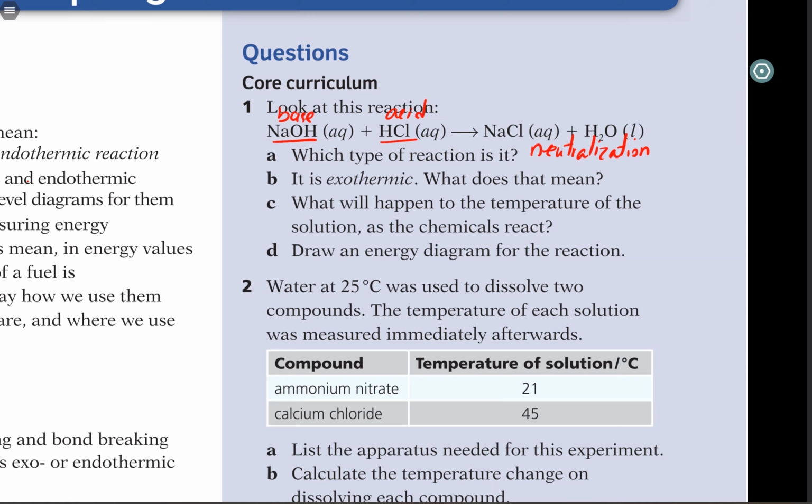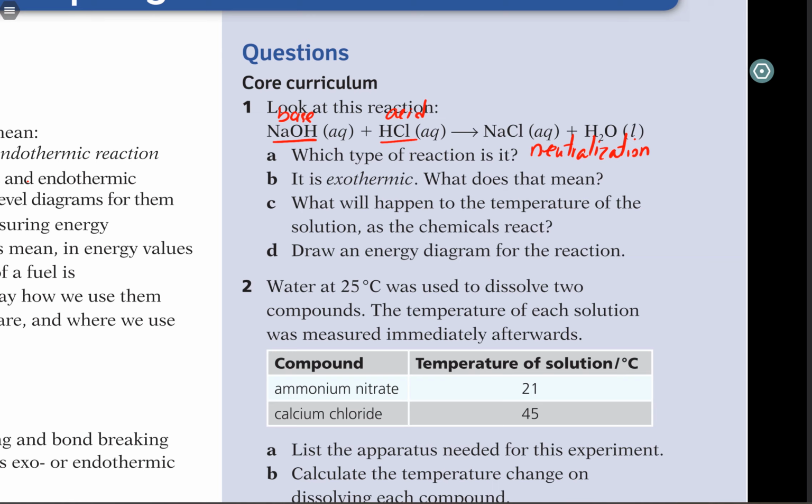Part B, it is exothermic. What does that mean? The exothermic reactions are the reactions that release the energy. So by neutralizing NaOH with HCl, the energy is given out.